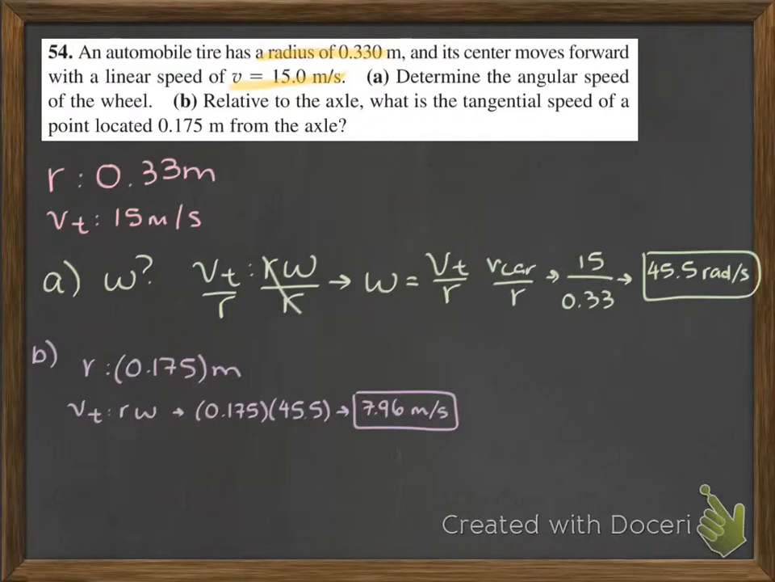Okay. Now they're asking us for the tangential speed of the point located 0.175 meters from the axle. So we know there's a new radius, which is 0.175, and we can still use the same formula, tangential velocity equals r times angular velocity. So we just multiply. We have the 0.175 from the new radius, and we multiply it by the angular speed, which is 45.5, to get the tangential velocity of 7.96 meters per second.